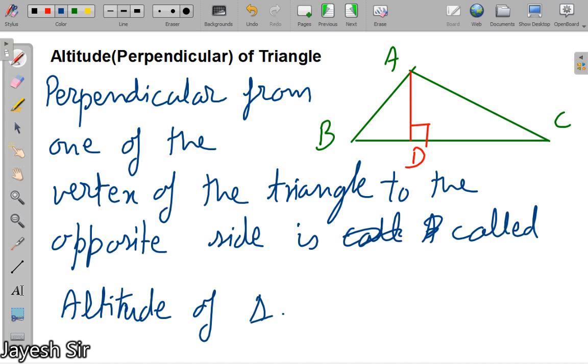And one more thing with this altitude. For an equilateral triangle, if I say median, if I say altitude, both are the same thing. What I'm trying to say is, for an equilateral triangle only, the median and altitude are the same lines. Okay, for other triangles, they are different lines.